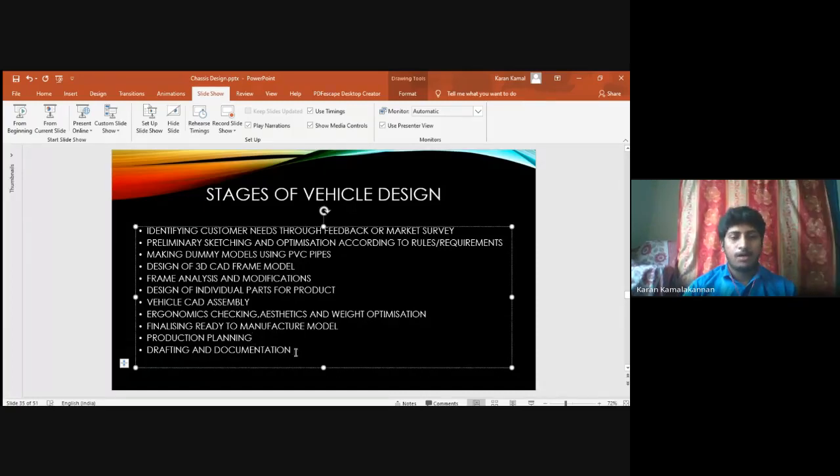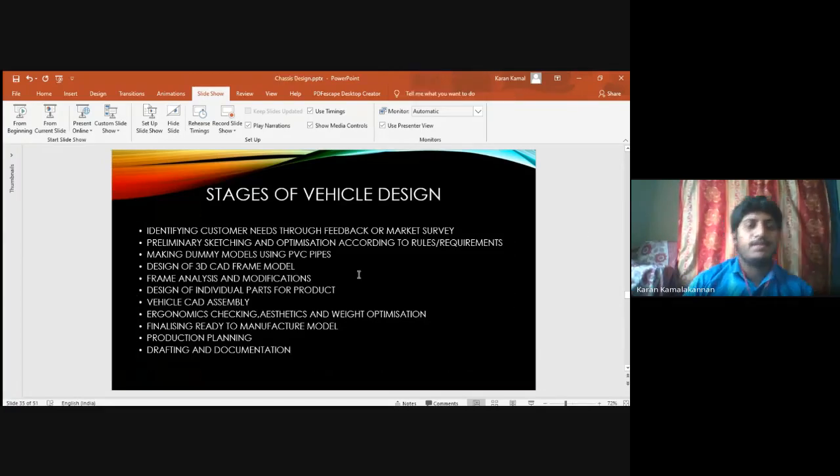And next is the drafting and documentation. As a design team, you should do the drafting for the frame models, like what the length should be, because if you're going for manufacturing, they require how much the length should be, what kind of bend we need there, and what kind of notching you need. That kind of documentation and drafting model will give the measurements you should deliver to them. These are the requirements needed from a designer.